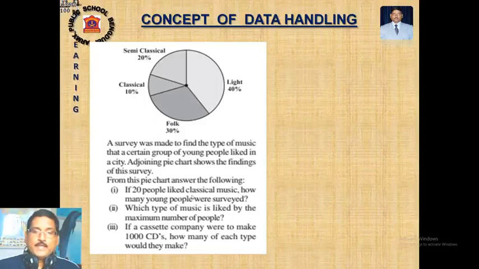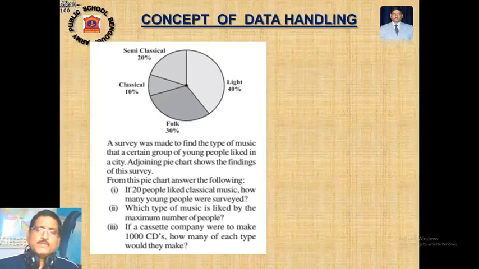20 people liked classical music. How many young people were surveyed? So what is the total number of people or young people surveyed? That is missing. But 20 people liked classical. What is the classical music? Here, classical music percent is 10%. I don't know the total number of people.